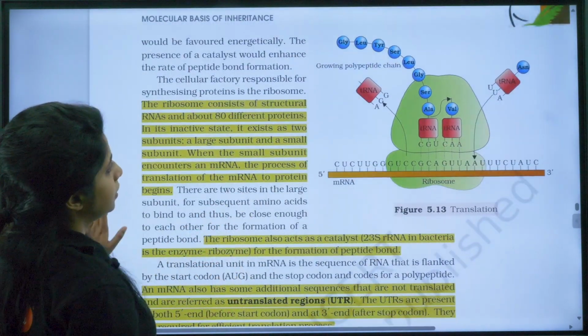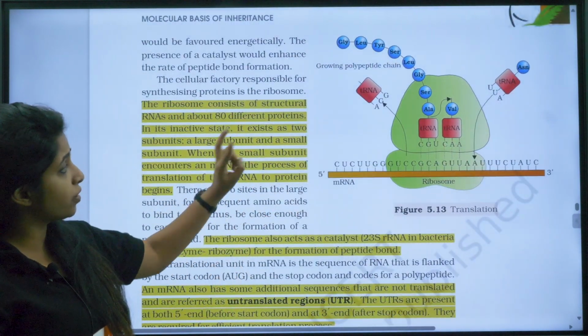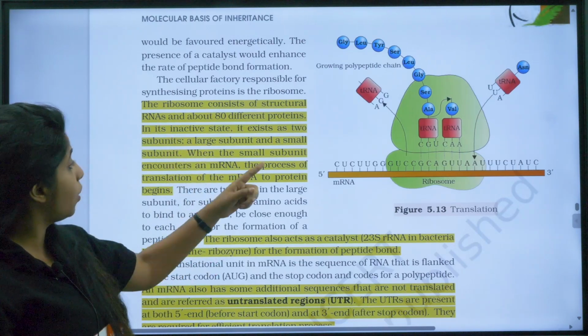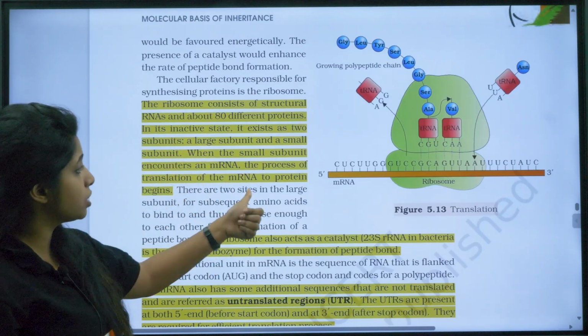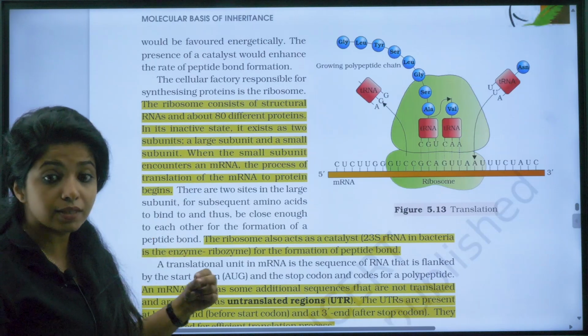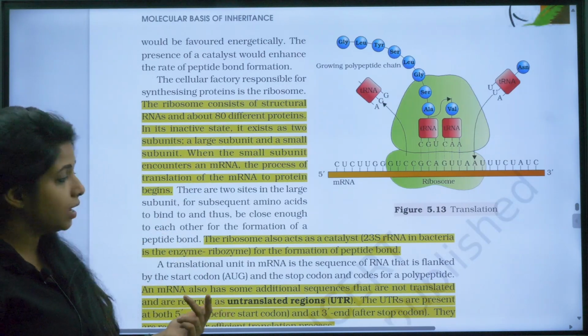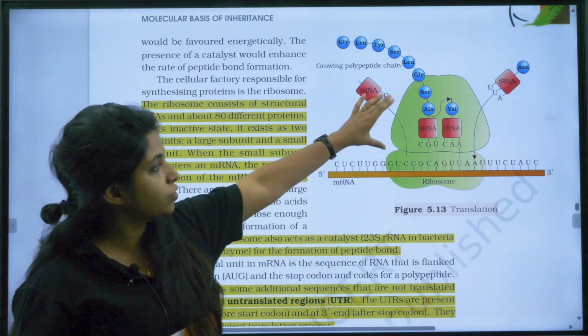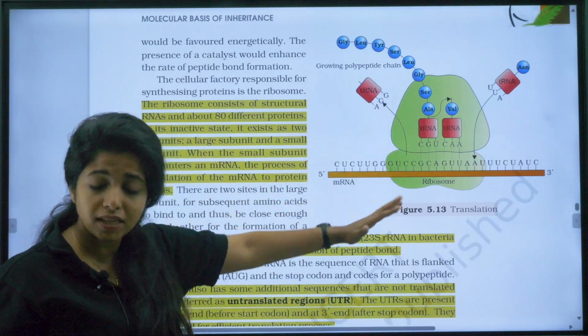Now over here again, ribosomes: how many units does it contain? It contains 2 units. Then what is the first step? When the small unit encounters an mRNA, the process of translation of mRNA to protein begins. That is the first step, so you should know about that. The ribosome also acts like a catalyst, because it has enzymes like that.